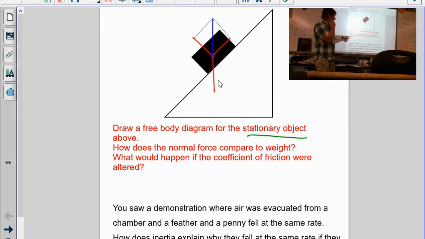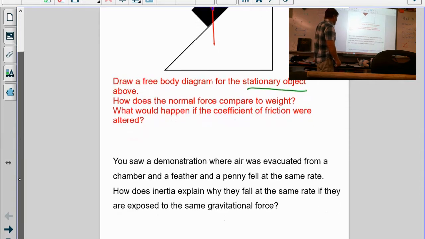What would happen if the coefficient of friction were altered? We're going to be doing a lab called the Stinky Feet Lab. It's going to look a little different in the remote world, but I will video some things, and you will come to understand what this term coefficient of friction means. Basically, it's a ratio that tells us how much friction an object is going to feel based on its weight. Okay, so now I'm going to scroll down here.